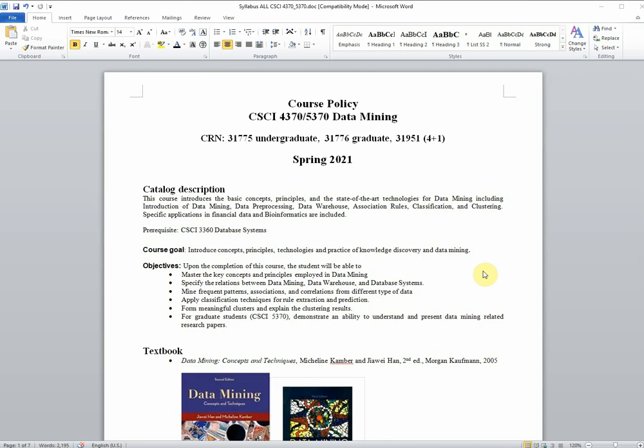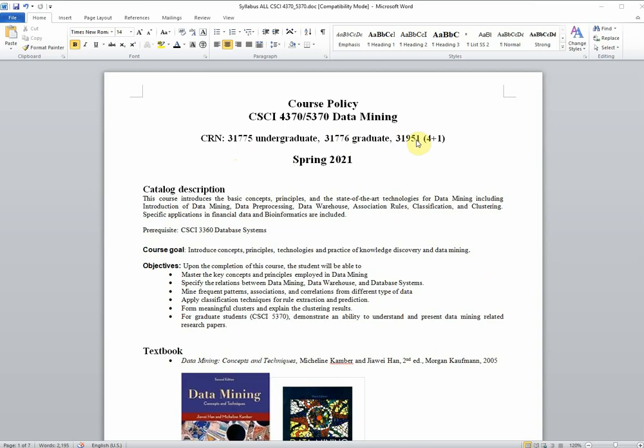Welcome to 2021 spring semester. This class is about data mining. It associates with three CRN numbers. The first one is the undergraduate level. The next one is the graduate level. The third one is a special one that is designated for the students who are enrolled in the 4+1 program.